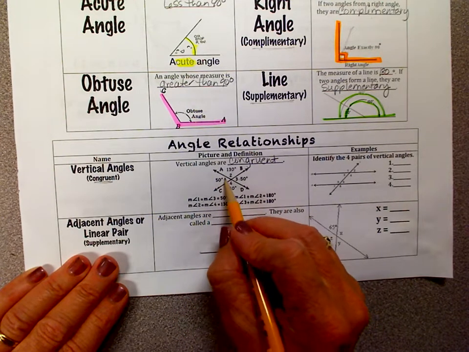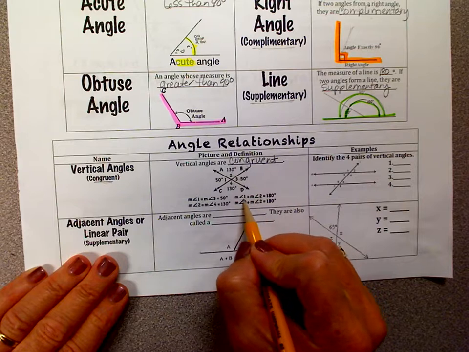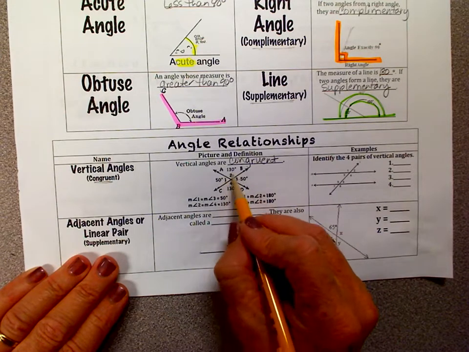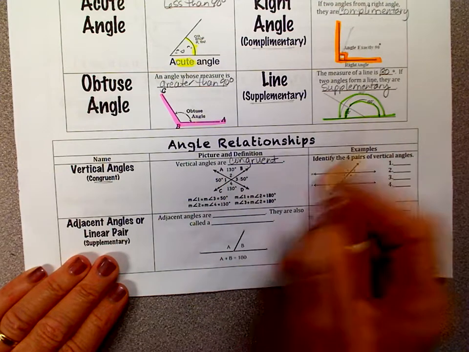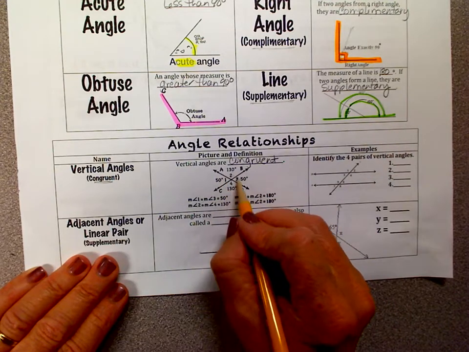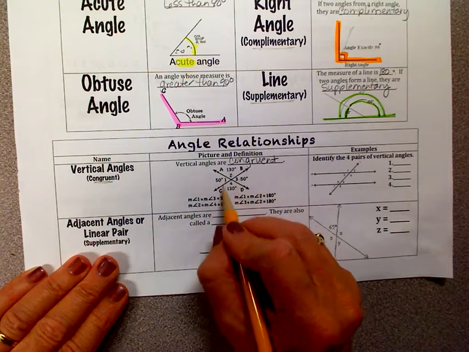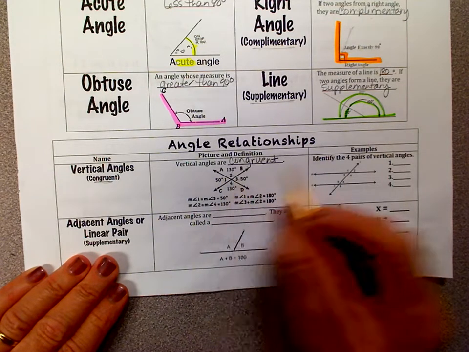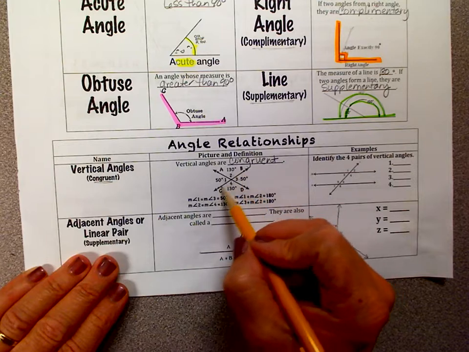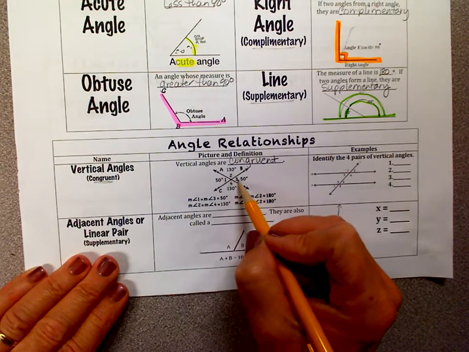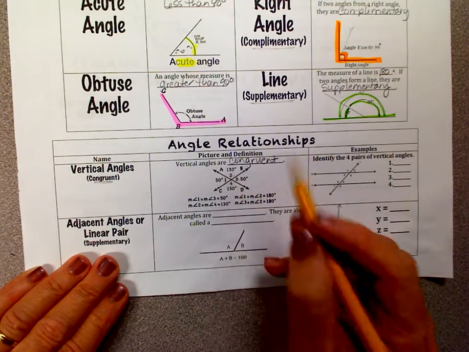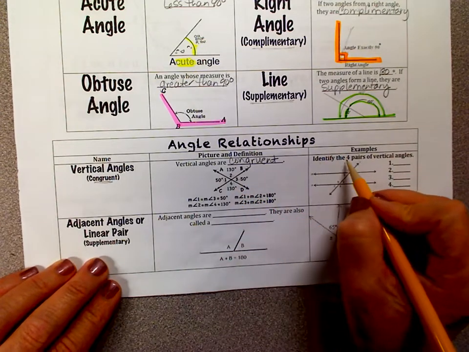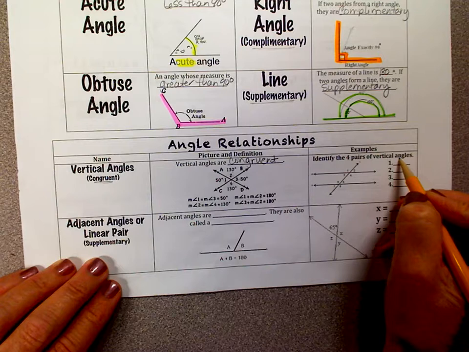You guys were doing this already: the measurement of angle 1 plus the measurement of angle 2 equals 180 because they are supplementary. And angles 3 and 2 equal 180. 1 and 4 together equal 180. 3 and 4 equal 180. Because they're on the straight line, those two angles are called supplementary angles, and that's why they add up to 180.